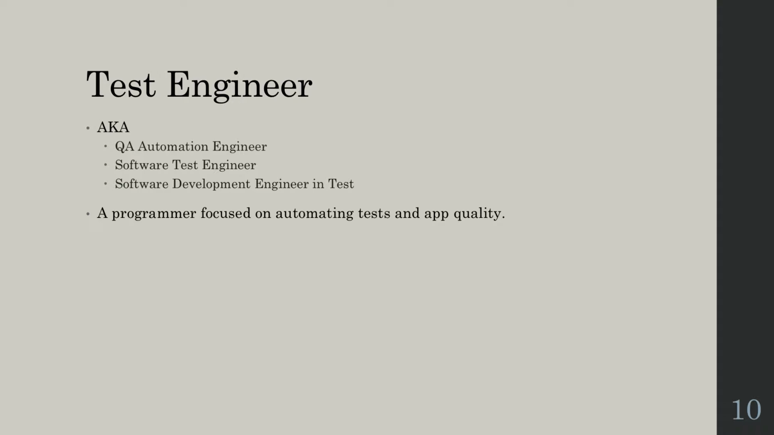All right, so we talked about testers, we talked about people who are doing QA and QC, and we'll talk about test engineers. These have a lot of different names, a lot of different job titles. They mean slightly different things, but you will hear QA automation engineer, software test engineer, and the mouthful, software development engineer and test. Those are all hard to say, so I'm just going to call them test engineers for this presentation. Basically, it's a programmer that focuses on automation and improving application quality.